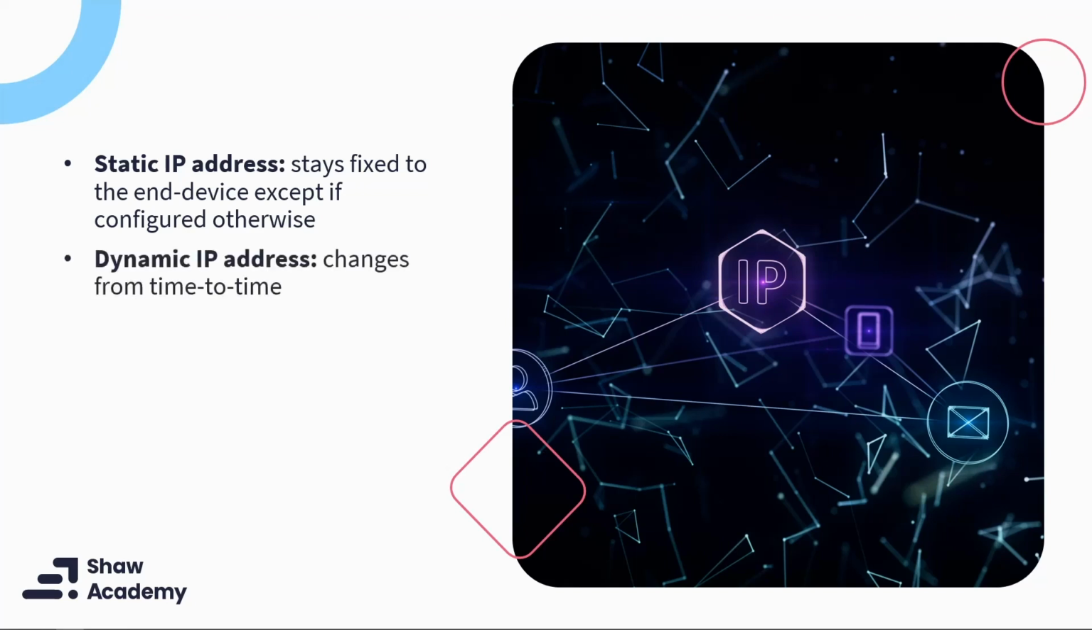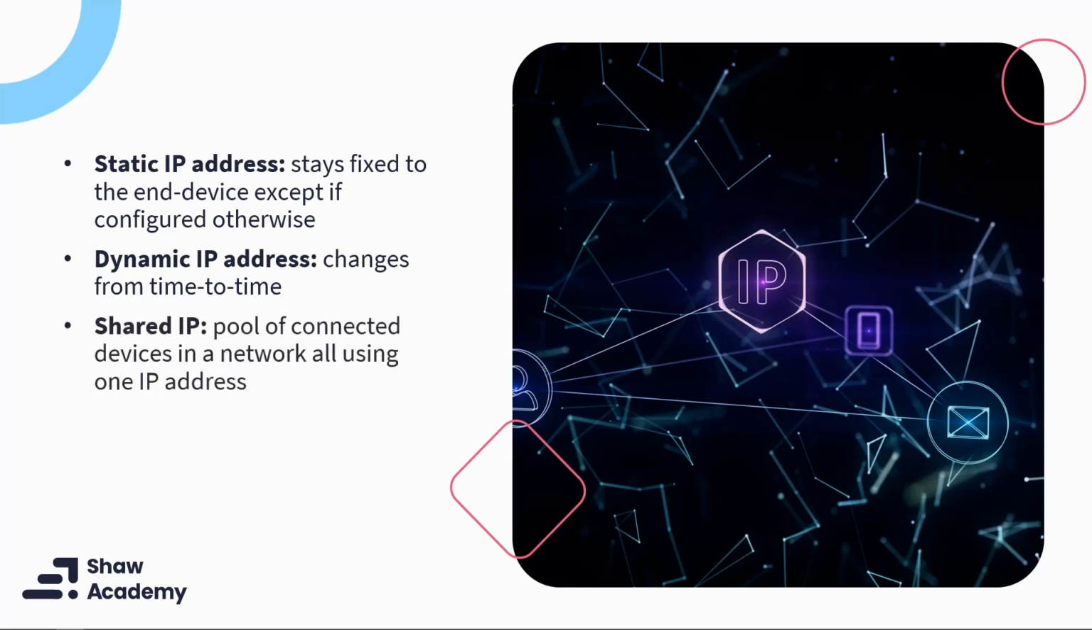Then a dynamic IP address. Now, the IP address is bound to change from time to time, particularly when an IP address has been issued by a DHCP server with a lease time. When this expires, a new IP address will be issued to the end devices.